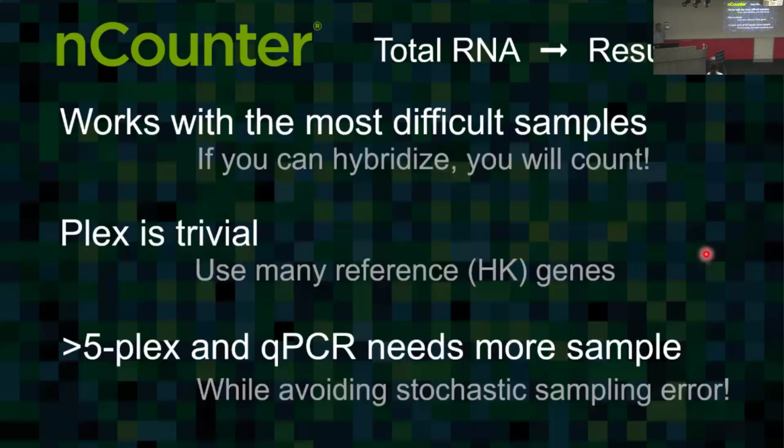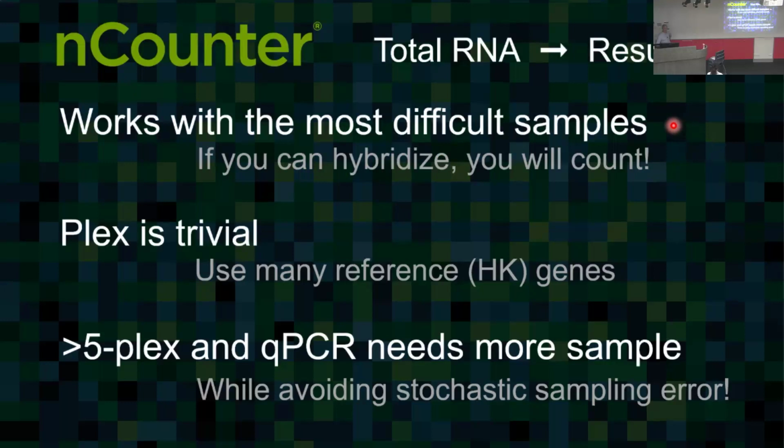Okay, so I can end here. I have some more stuff I can add on the end depending on questions. So the nCounter, you go from total RNA to a result very, very quickly. It's overnight. Set up one afternoon, hybridize overnight. It's about 14 hours of hybridization is the norm. You can do longer. The longer you hybridize, slightly better count. So you can hybridize for 3 days if you want to. It doesn't really matter. But typically 14 hours, everyone does.